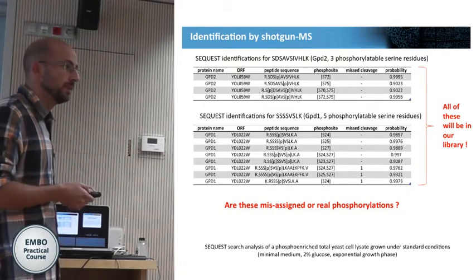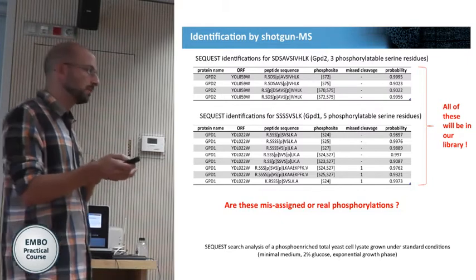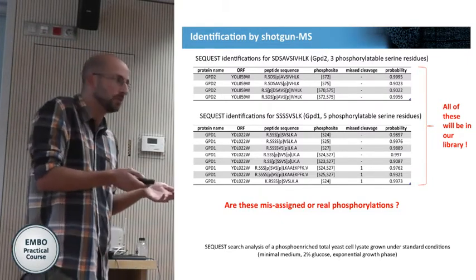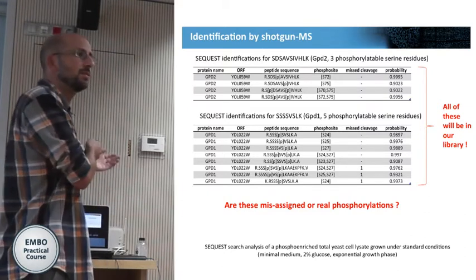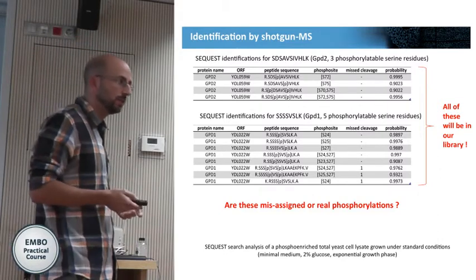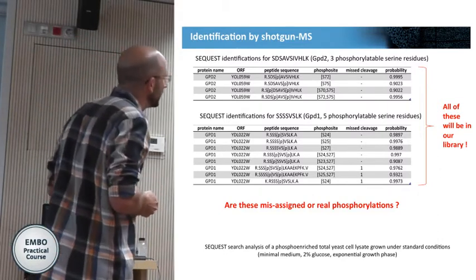And what we also don't know is, are these just misassignments? So this is a problem of the search engine, or are these real different phosphorylations? And sometimes in some of these it's phosphorylated on this residue, and in some of these it's phosphorylated on this residue. We a priori don't know this.